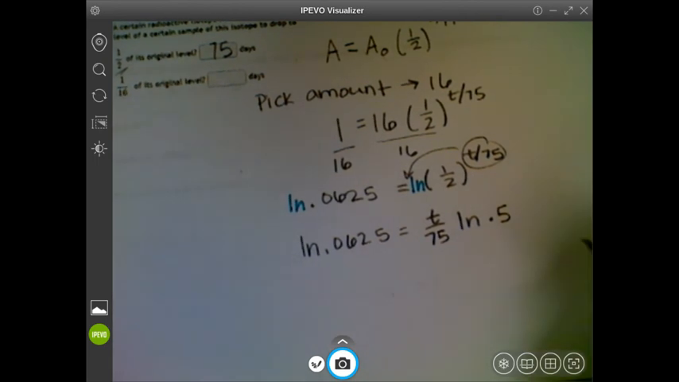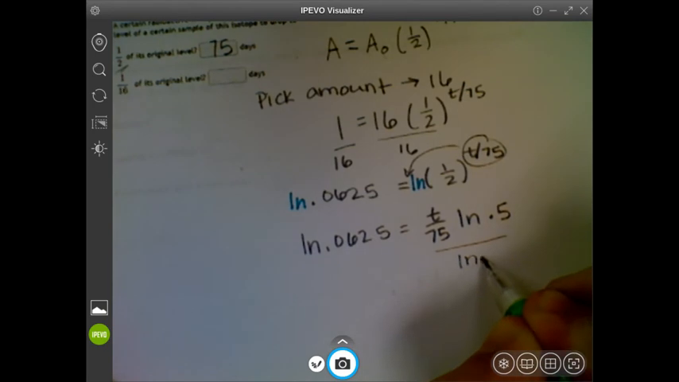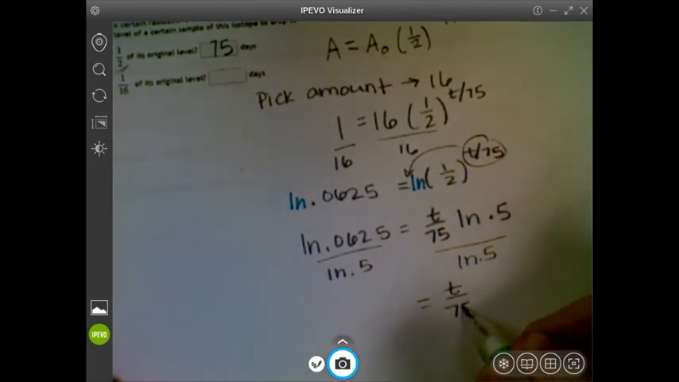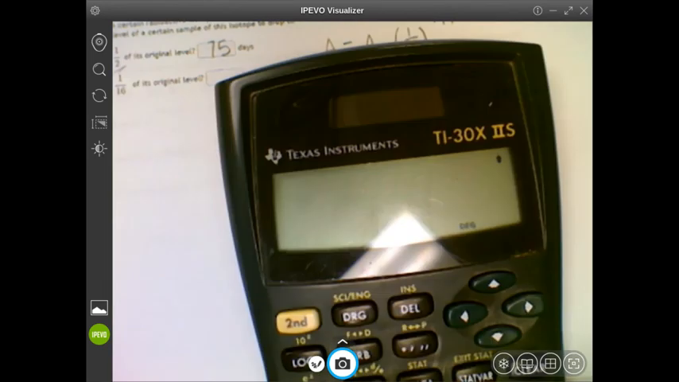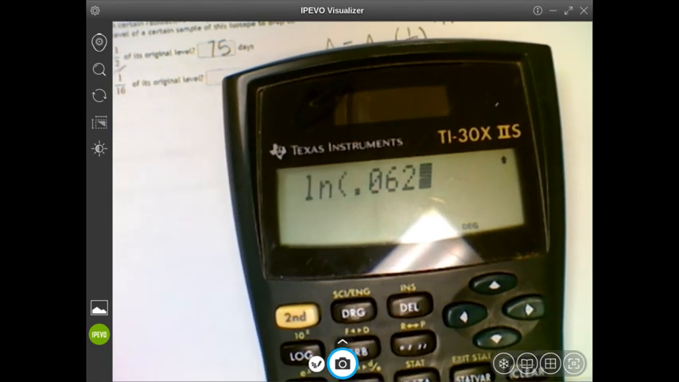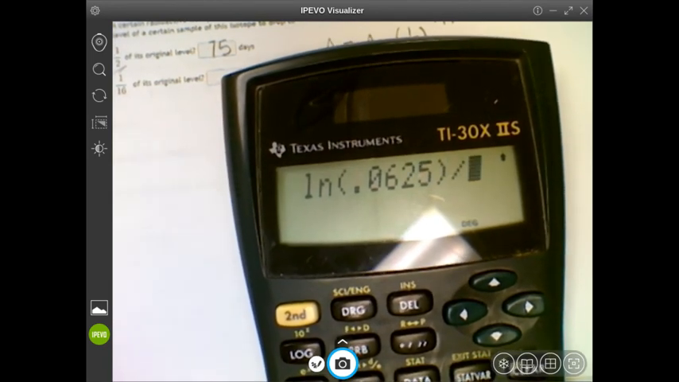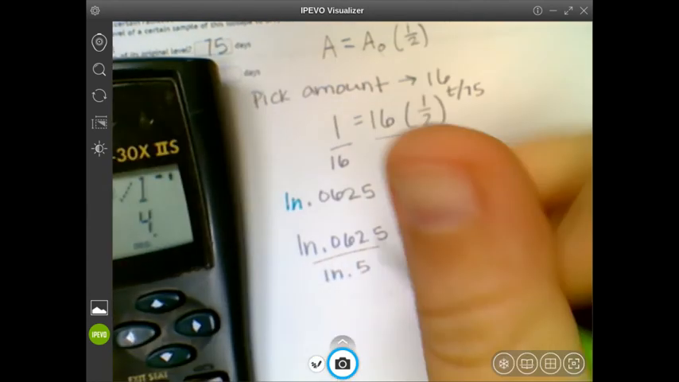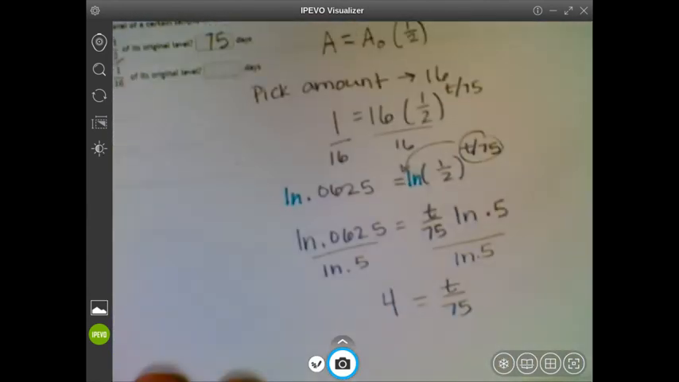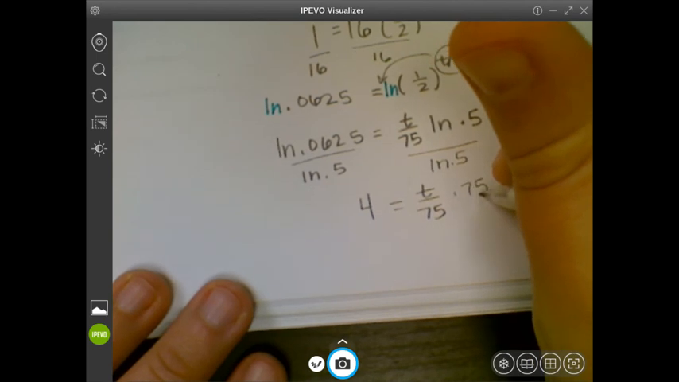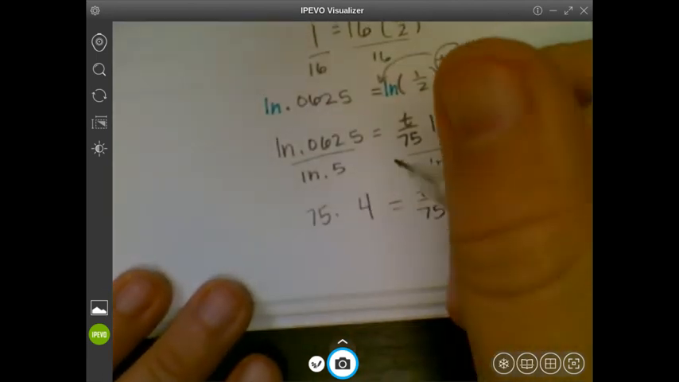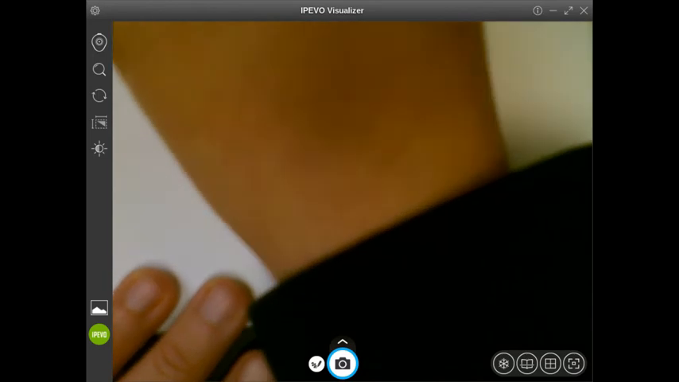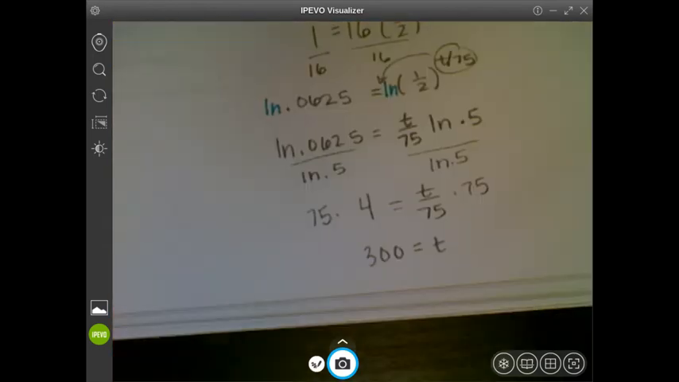All right, and then we're solving for t. The first step I would do is divide by the ln of 0.5, and over here we'll have t over 75. Let's calculate that value. We have the ln of 0.0625, make sure you close that parenthesis, divided by the ln of 0.5, and that is equal to 4. Last but not least, you have to get rid of the divide by 75 by multiplying, and 75 times 4 is 300. So after 300 days, we will be at 1/16th of our original value.